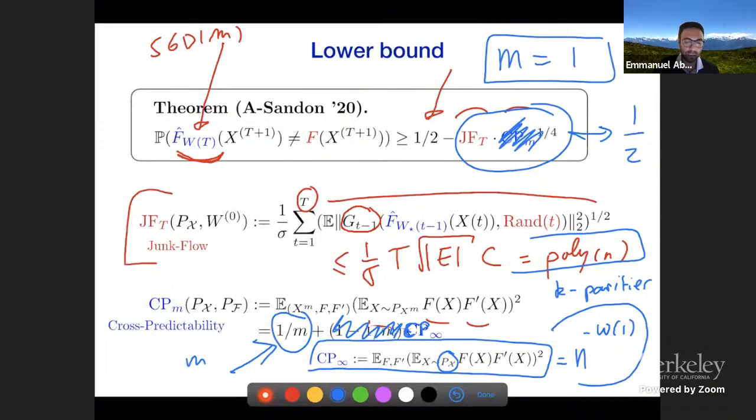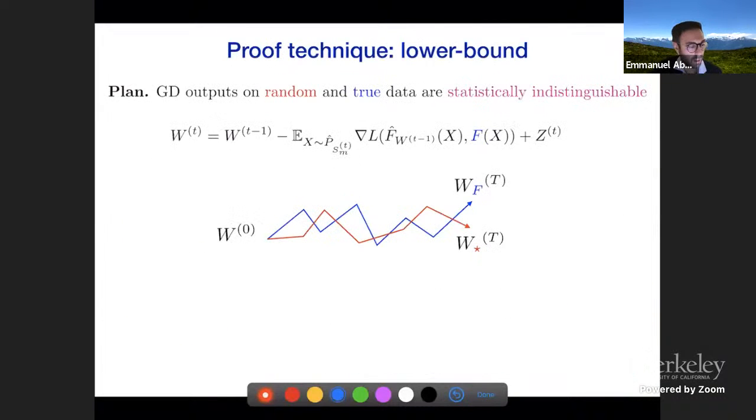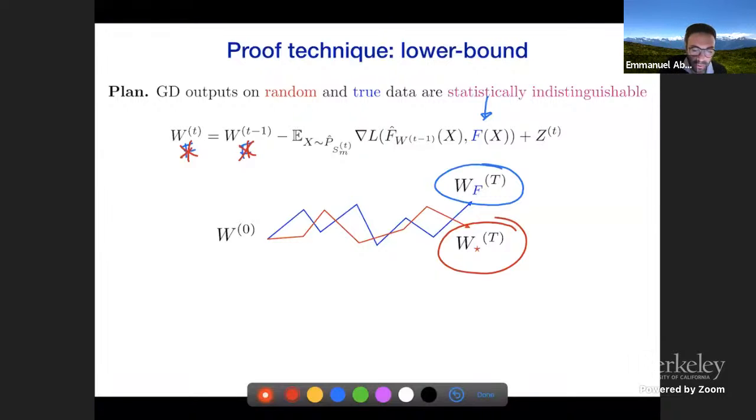Okay, so where is the testing coming? It's coming in the following way. When you try to show that the output of GD is not going to succeed, the strategy is that you compare how GD behaves when you train on true data. So W subscript F represents the weights that are obtained by GD when you train with the right data labels. And then W subscript star is going to reference the evolution of GD or SGD when you train with the random labels here. So that means you get junk, Rademacher half labels.